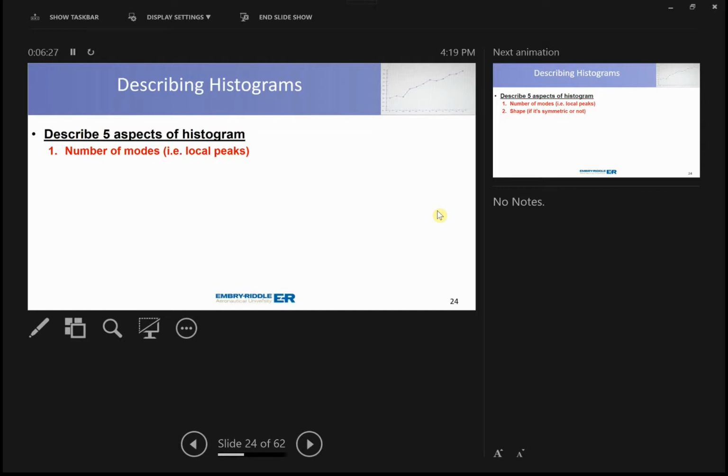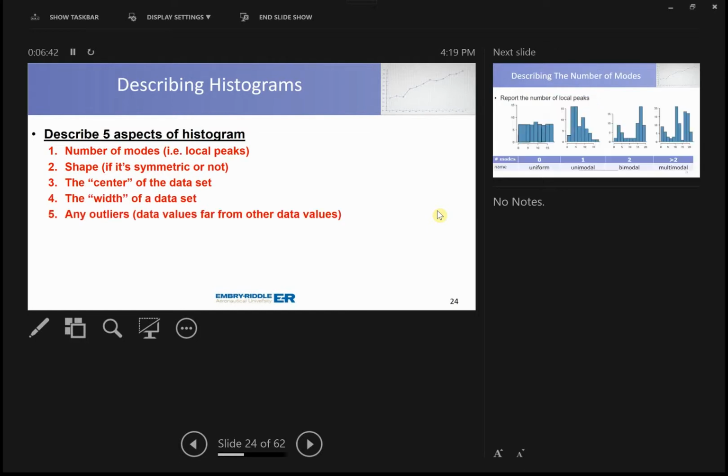We're also going to be looking at the shape. So we want to know, is it symmetric or skewed? We want to ask, where is the center of the data set? Where are the values clustered around? We want to know how wide the data set is. And finally, we want to know if there's any outliers. We're going to spend about 2.5 class periods just going through how we describe histograms, because it's a kind of involved process.